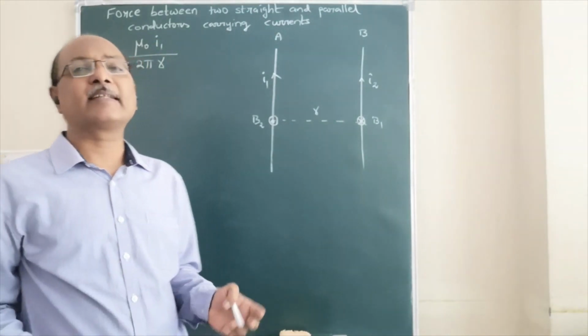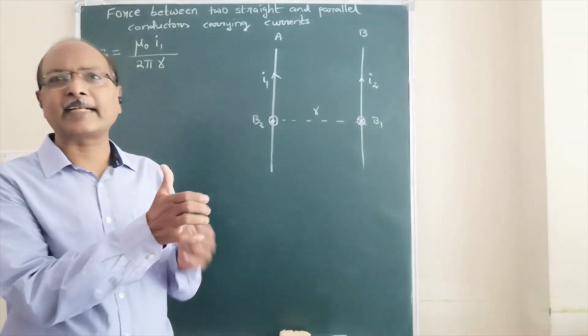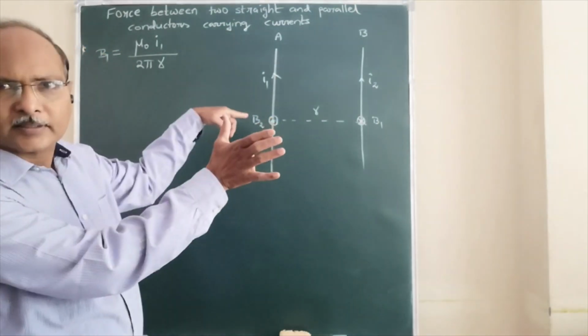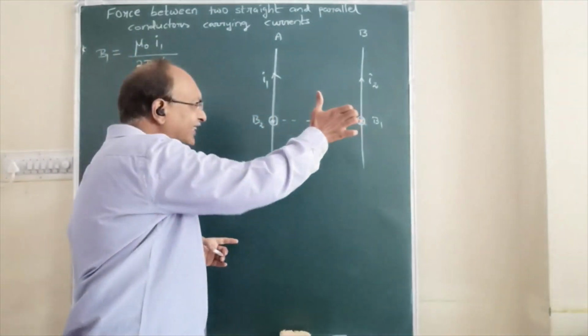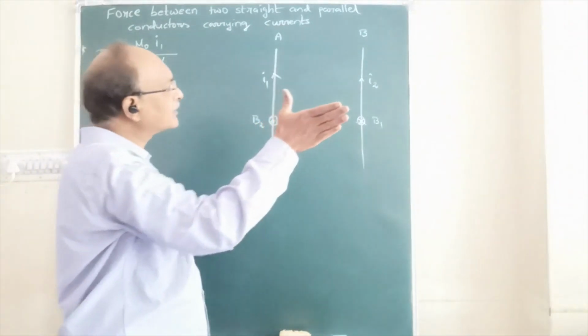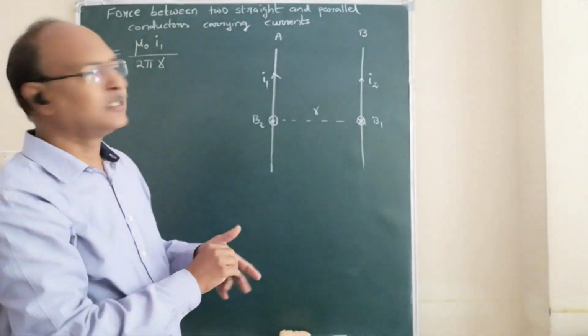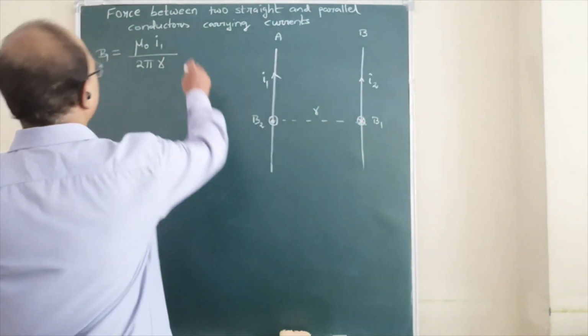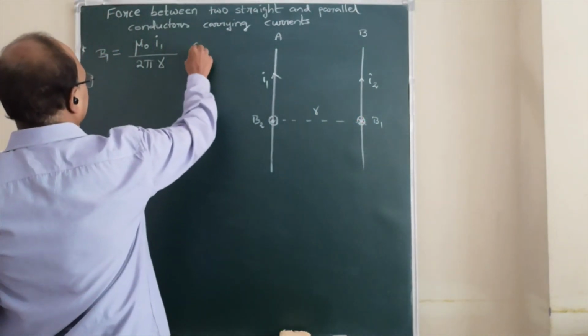Then we can find the direction. So I can use the right hand thumb rule. The thumb indicates the current, so the four fingers will be pointing into the plane, or the palm, if you take, the palm is into the plane. Therefore, B1 is into the plane. So here we can indicate the direction.